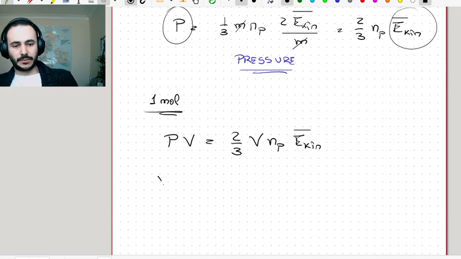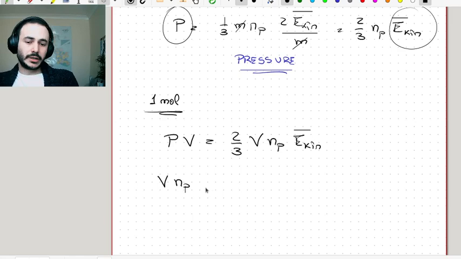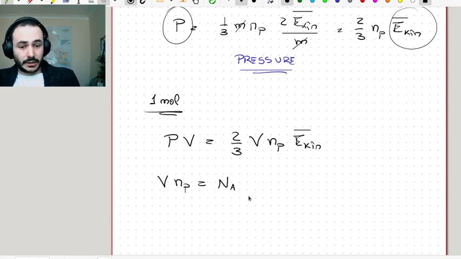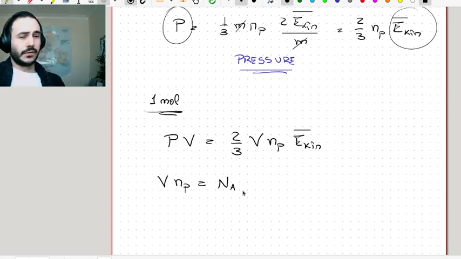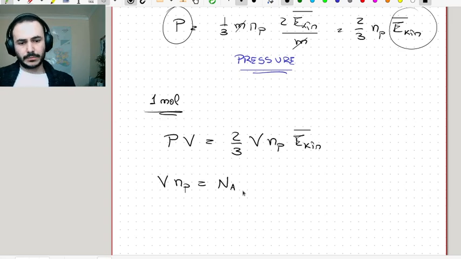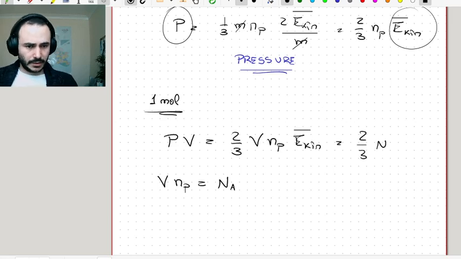And now I'm going to define the product of the total volume occupied by 1 mole of the gas times the density of molecules per unit volume. This thing is the total particles in 1 mole of substance. This is what we call the Avogadro number. Okay, so you know the Avogadro number, this 6 point whatever times 10 to the 24 or whatever it is. So it's a very large number, but it's just a universal constant. It's just there. Okay, so fine, just write it like this: 2/3 of the Avogadro number and the average kinetic energy.